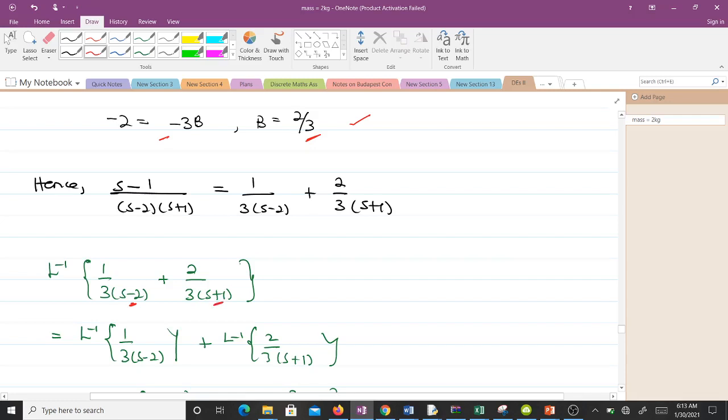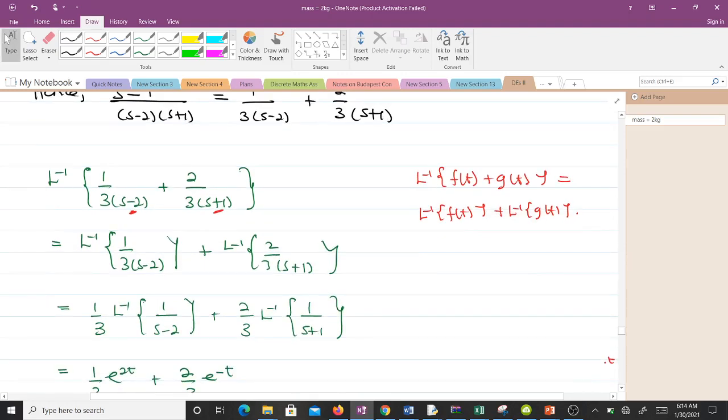And since the Laplace operator and the inverse Laplace operator are both linear, we can write this in this form. Being linear means the Laplace inverse of f of t plus g of t is the same as the Laplace inverse of f of t plus the Laplace inverse of g of t. So writing in that form gives us this. Then remember we can bring our constants out, so we bring them out when we have this.